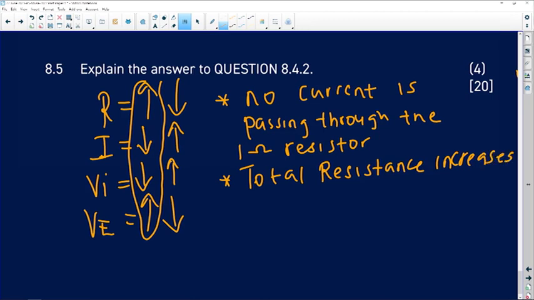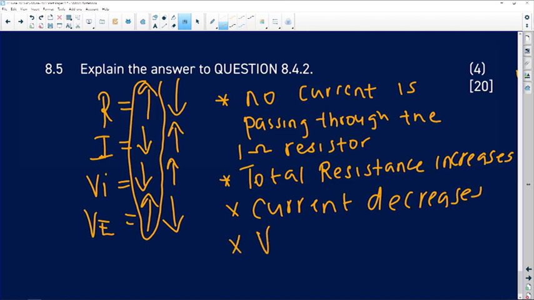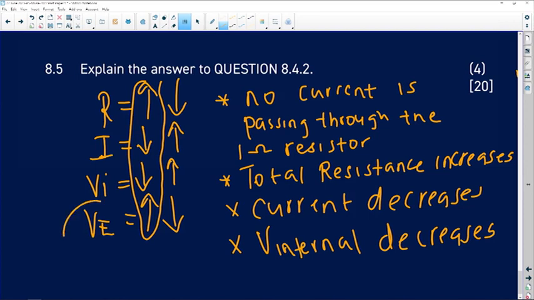And then what happens to the current? Current decreases. And therefore, what happens to V internal? V internal will decrease as well. And if V internal decreases, it means that V external will increase, as I've indicated here.